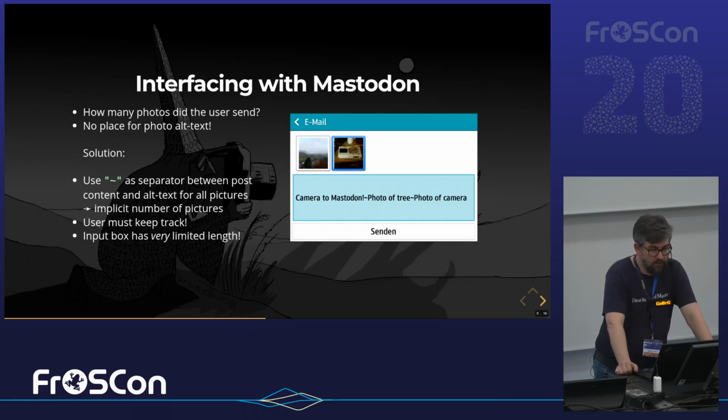Unfortunately, the input box on the camera has a very limited length. So it's like, I don't know, 60 or 80 characters. It also varies by model, so you need to be creative with your alternative text. Here on the right, you can see an example. Camera to Mastodon is the actual post text, and photo of tree and photo of camera are the alternative text for the respective pictures.